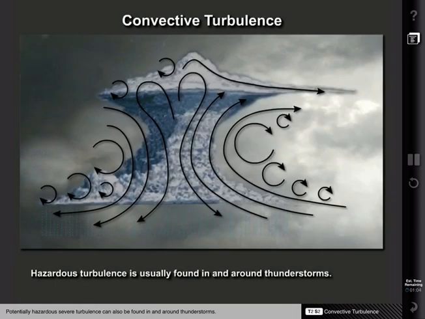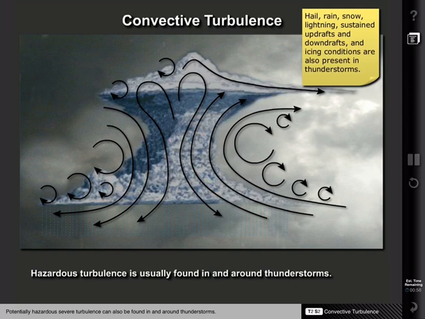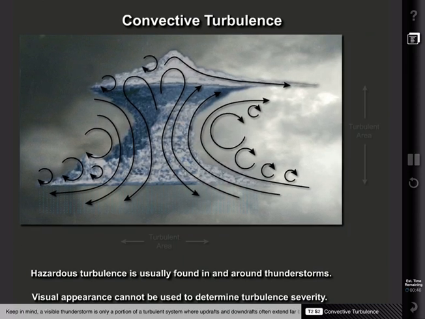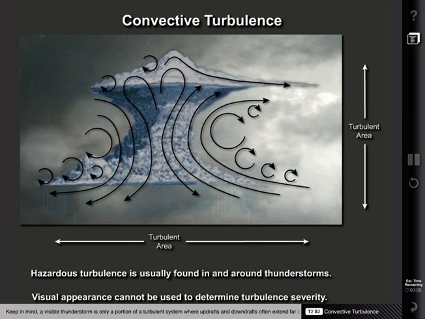Potentially hazardous severe turbulence can also be found in and around thunderstorms. The visual appearance of a thunderstorm can't be used to determine the severity of turbulence. Keep in mind, a visible thunderstorm is only a portion of a turbulent system, where updrafts and downdrafts often extend far beyond the visible storm cloud. Shear turbulence may be encountered in an area up to 20 miles laterally and several thousand feet above a severe storm.